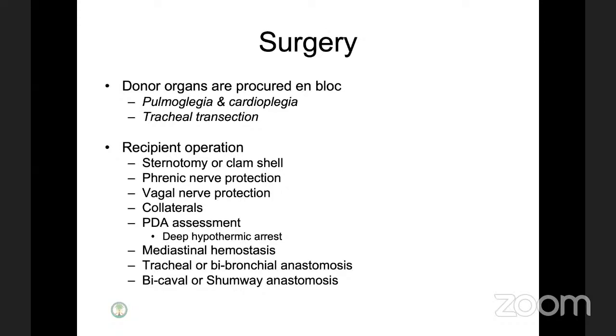And then you can either do a bicaval or a Shumway anastomosis. And that's the only anastomosis that you have to do for the heart, obviously, other than the aorta. I don't have any interesting pictures from the operation because we just never did it, and there's not a lot available. There are some movies, videos out there, but I don't particularly like them.